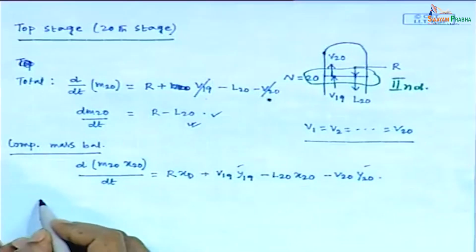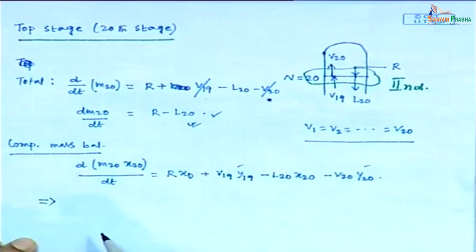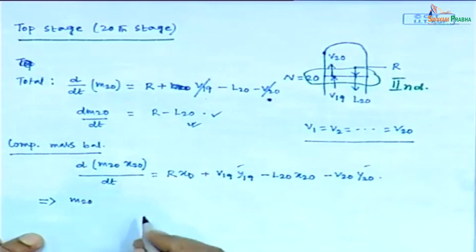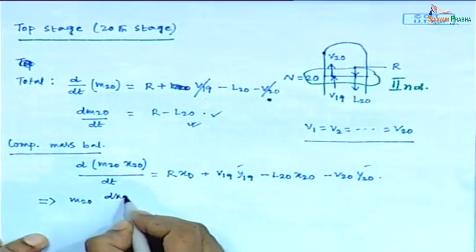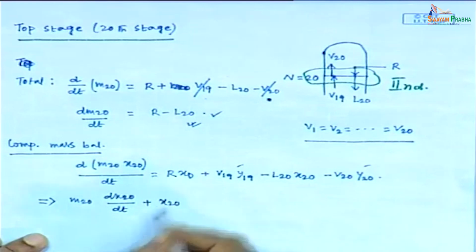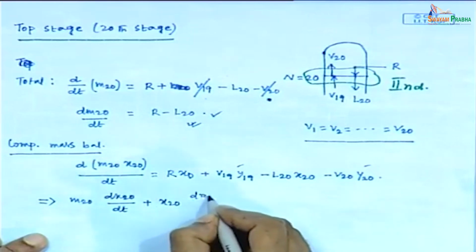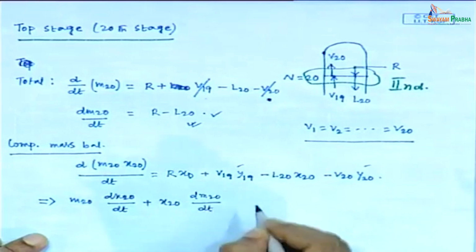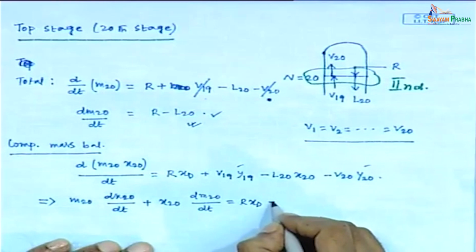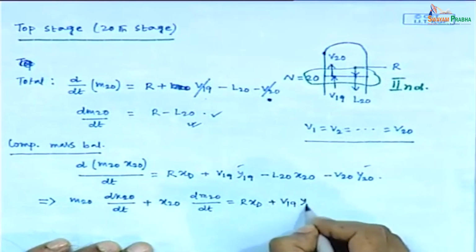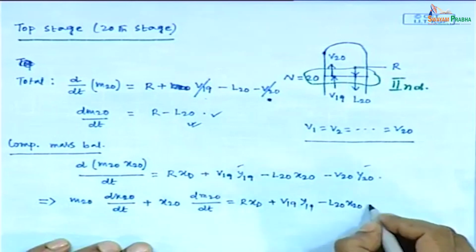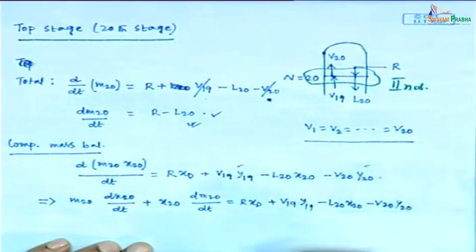Can you simplify this equation as we did for the case of the first envelope? So, M20 dx20/dt plus x20 dM20/dt equals R xD plus V19 Y19 minus L20 X20 minus V20 Y20.